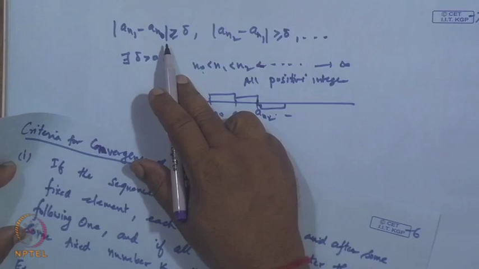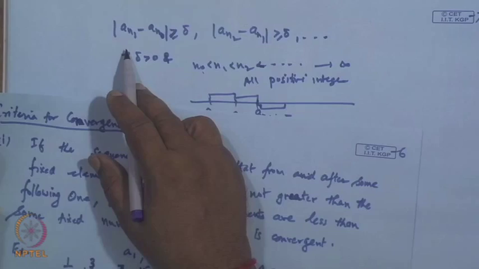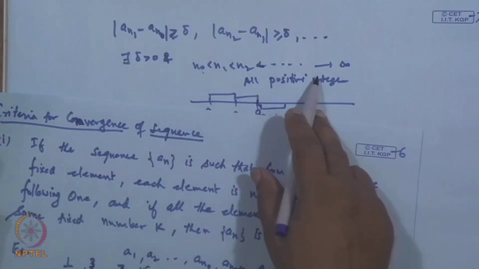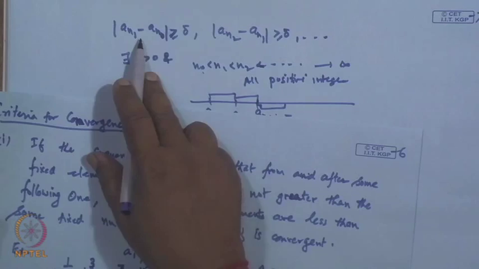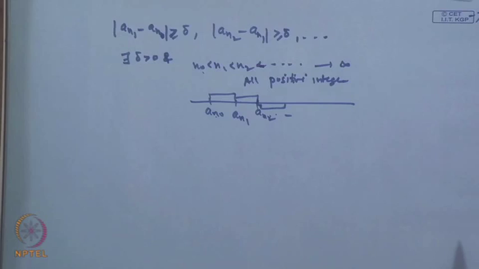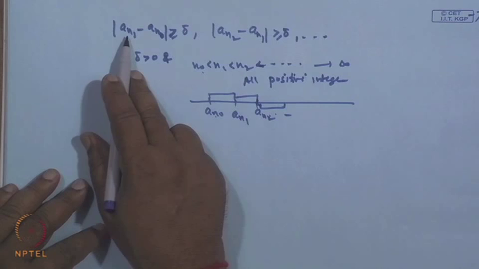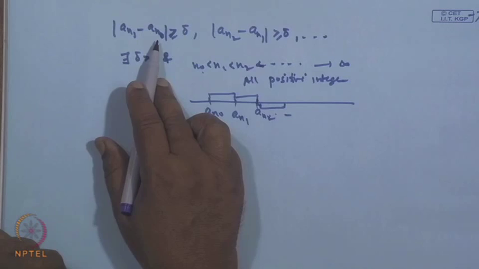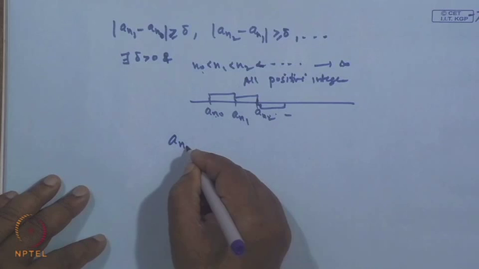So, the criterion for diverging is that if a sequence diverges, we can also write it in the form that there exists a positive number delta, such that there will be an increasing sequence of integers n0, n1, such that the consecutive difference of the terms will be greater than or equal to that positive number delta. Okay. So, if it is so, then what happens? Suppose n0, n1, n2 are there, with corresponding a_n0, a_n1 etcetera. If a_n1 is greater than a_n0, a_n2 is greater than a_n1, say, then a_n2 is greater than a_n1.